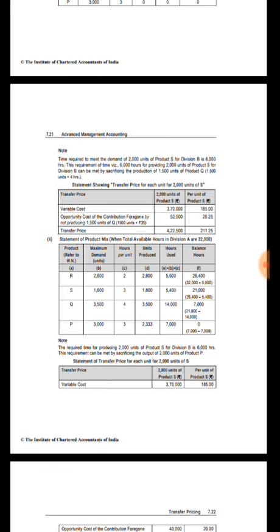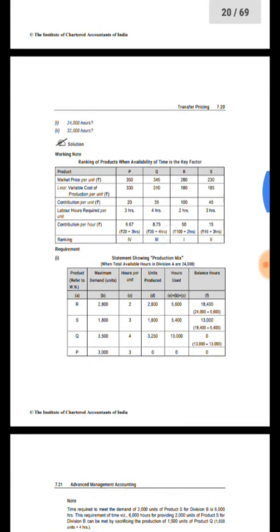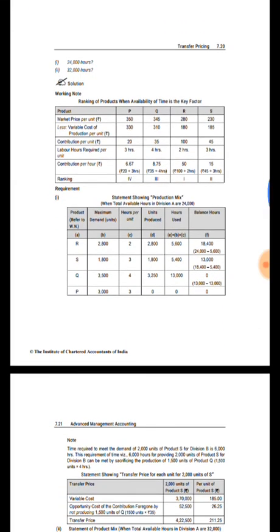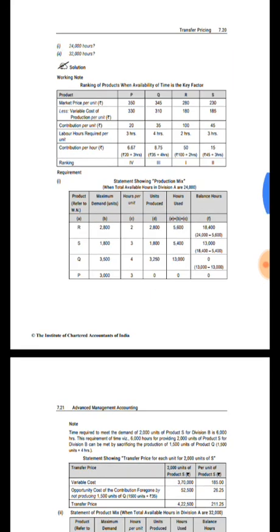Providing 2000 units of product S for division B can be met by sacrificing the production of 1500 units of product Q. See, here we saw, because we don't have hours itself to produce P, that's why P is not taken. But for Q we have some 13,000 hours, okay, and we want how much? 6,000 hours we want. So 6,000 divided by 4, 1,500 units of this we have to sacrifice.